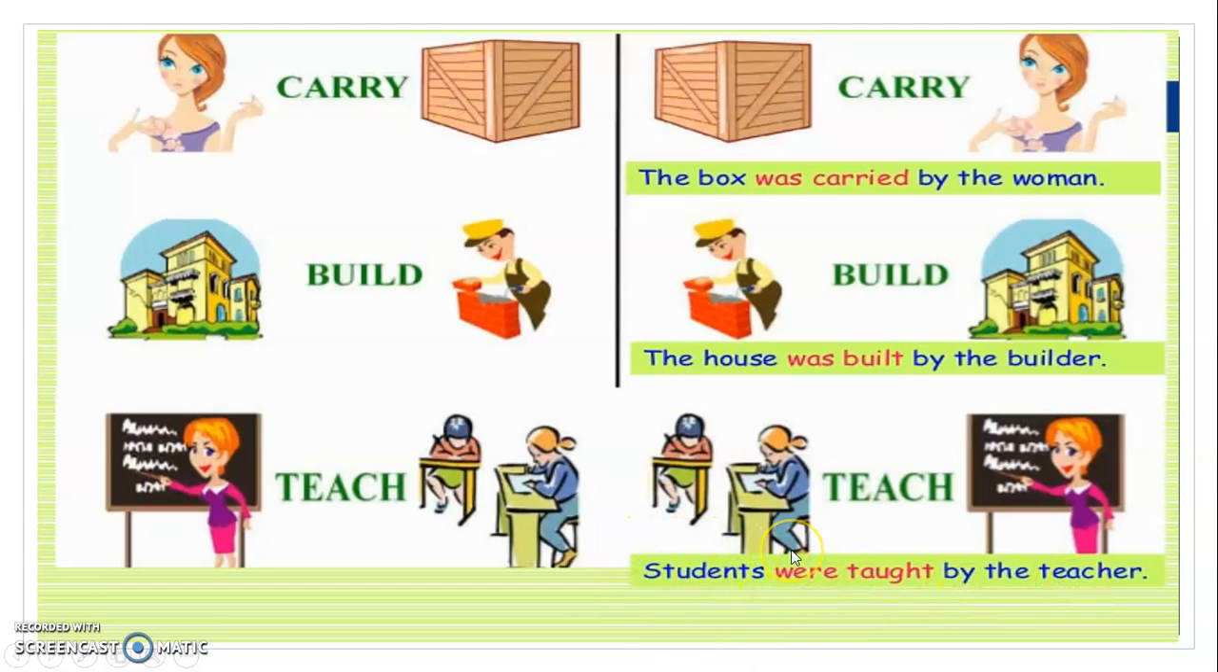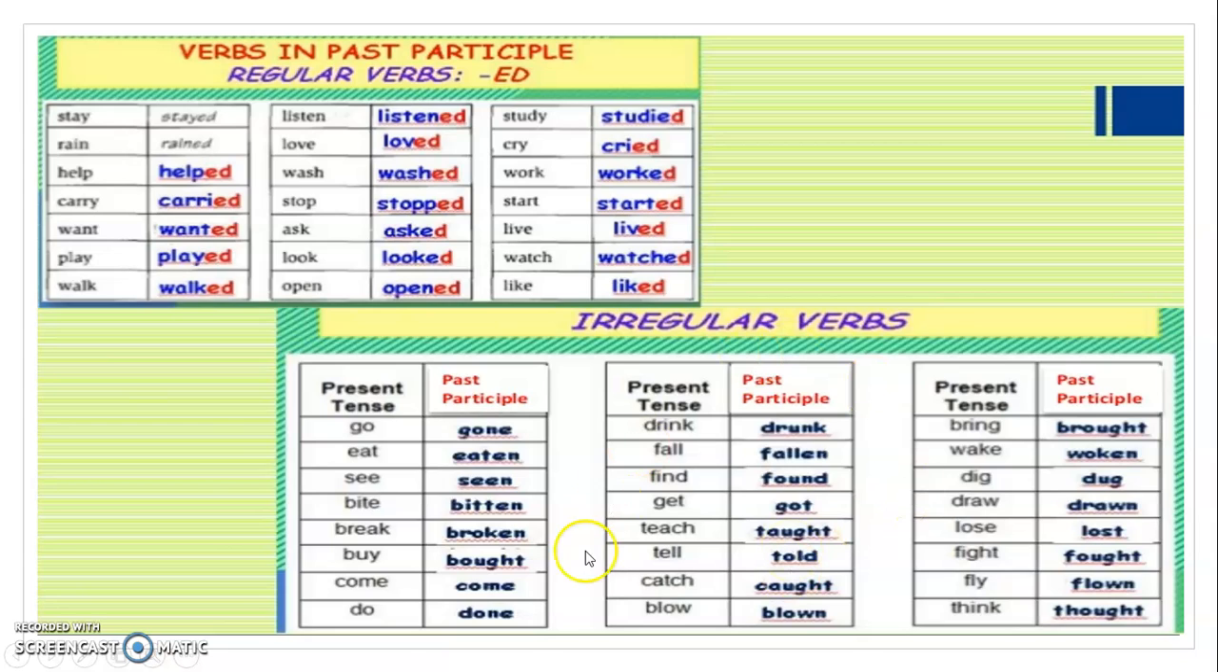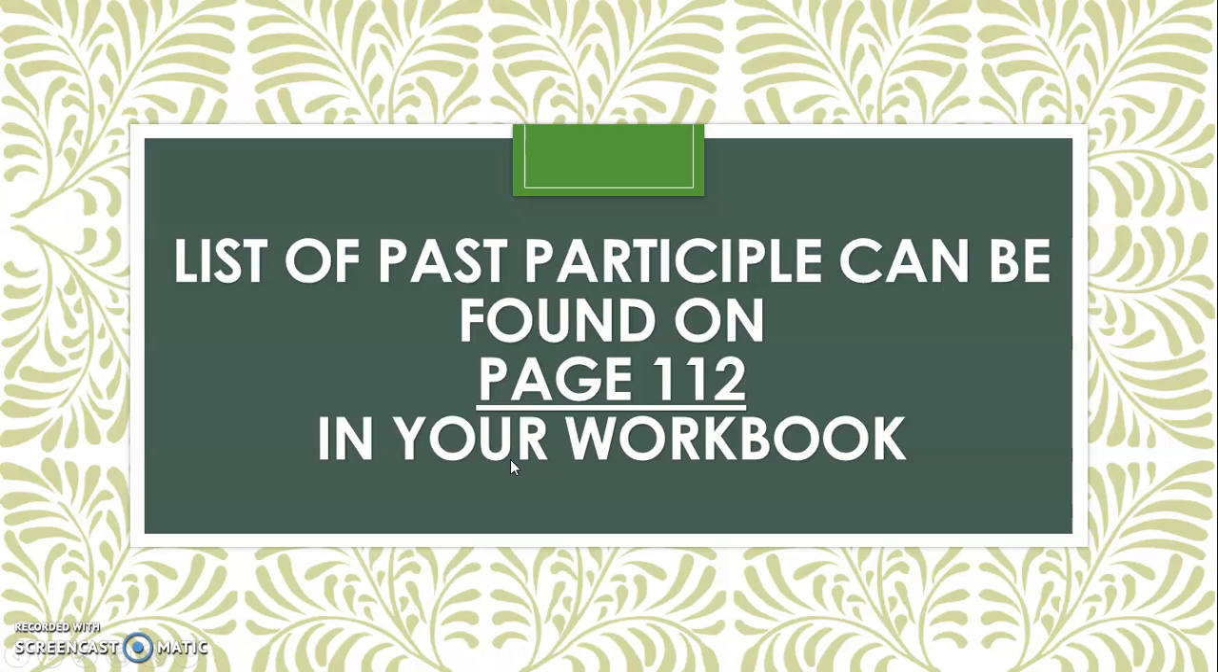Students, plural. And these are the lists of the past participle that you have, how to change the infinitive into past participle. For example, go, past participle is gone. Eat, past participle is eaten. As you remember, you can also find the list of past participles at page 112 of your Global English workbook. That's all for today.